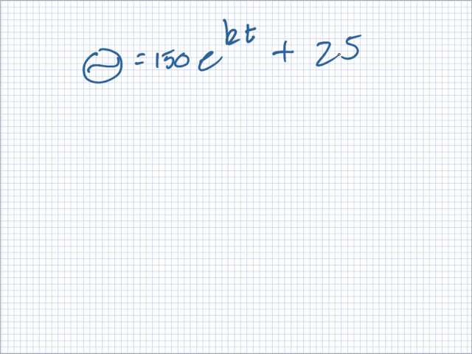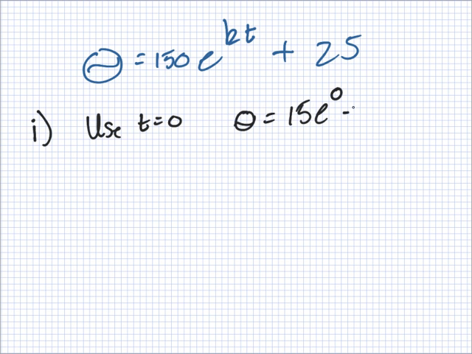So remember, theta here is temperature. How can we get the temperature at the beginning? What's the time for the beginning? What do we put in for t? 0, yeah. So if we use t as 0, we get theta equals 150 e^0 plus 25. And that will come out as 175 Celsius.